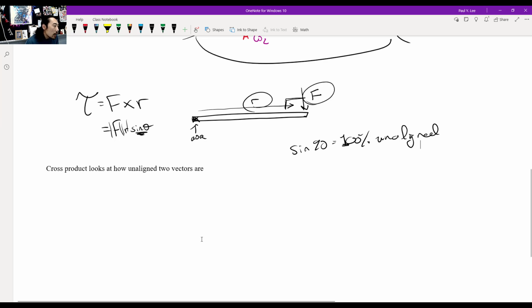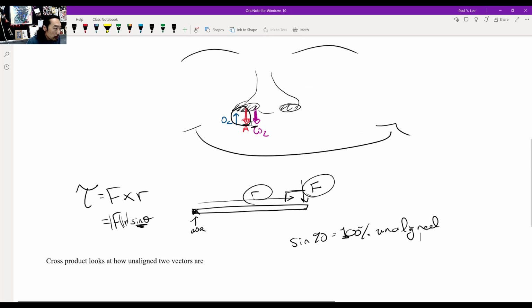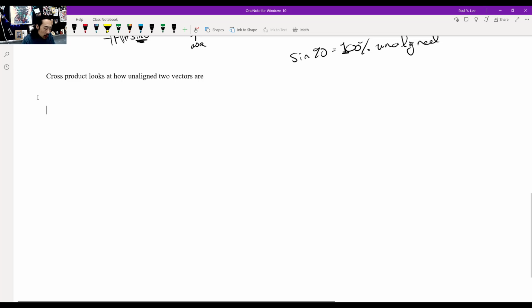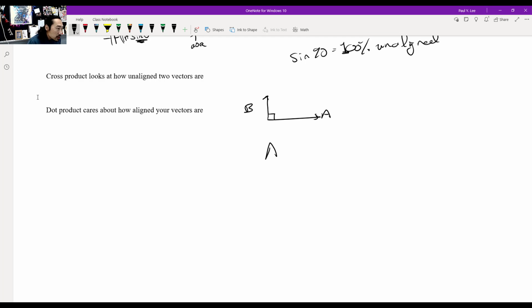So for flux, if you go back to my breathing example, we don't care about how unaligned the vectors are. We actually care about how aligned they are. And so if I were to write that down here, dot product cares about how aligned your vectors are. So for example, if we have a vector A and a vector B, and right there that's 90 degrees, if we're looking at dot products, A dot B, this would give us 0. The reason it's 0 is that with dot product, unlike cross product, the alignment matters. So we can see that A and B are not aligned at all.